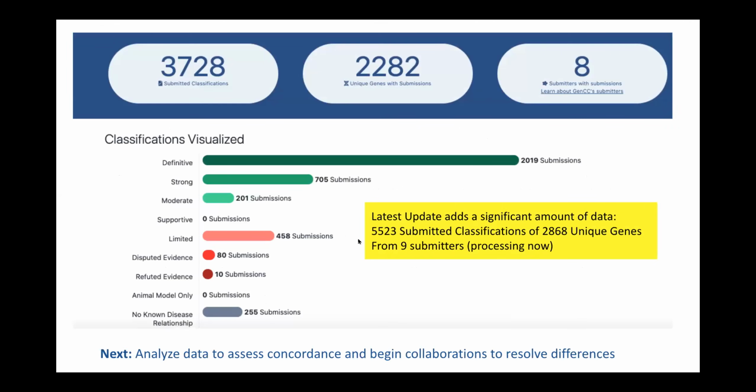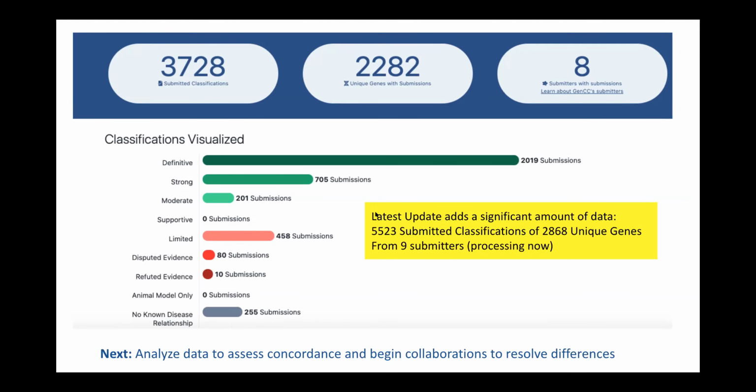So this is just a screenshot of the summary statistics that are live right now. We have almost 4,000 submitted classifications on about 2,300 unique genes from 8 submitters, most of those being definitive, and then strong and limited and so on.